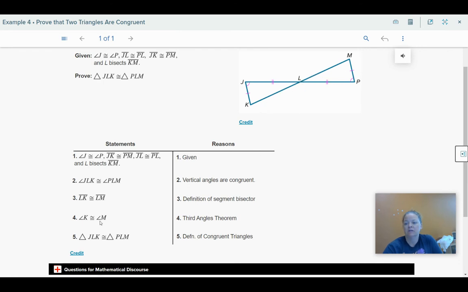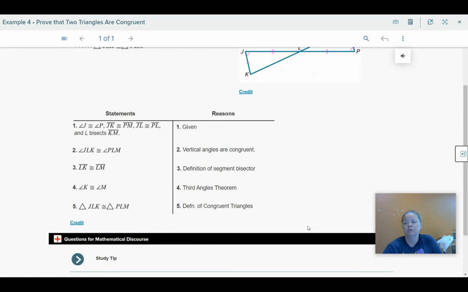We know that angle K is congruent to angle M because of the third angles theorem. If this is congruent to this, and these are congruent to these, then those ones have to be congruent as well. Therefore, triangle JLK is congruent to triangle PLM by the definition of congruent triangles.